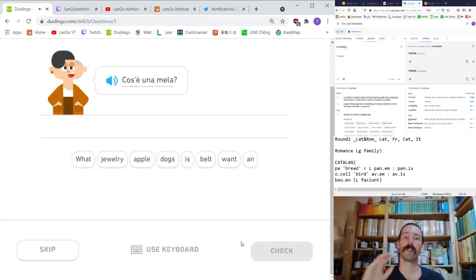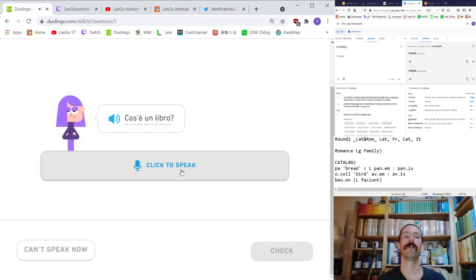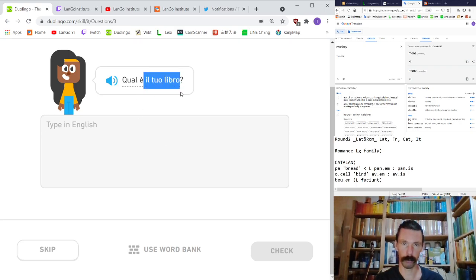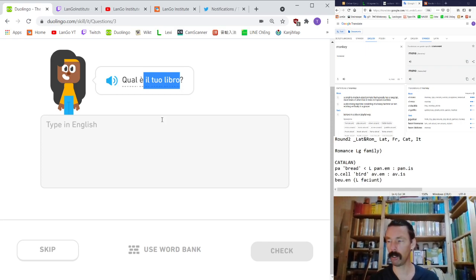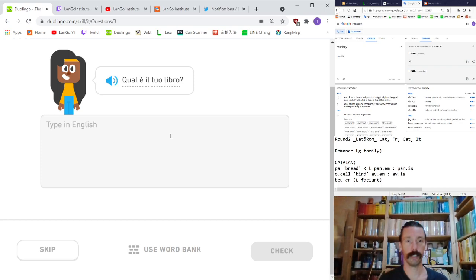Cos'è una mela? What is an apple? Cos'è un libro? What is a book? Qual è il tuo libro? Which is your book? It's all a noun phrase. The book of yours. So the il is a determiner and tuo is an adjective in Italian, unlike English, where my and your, those possessive words, are determiners. Not so here. Qual è, which is your book?